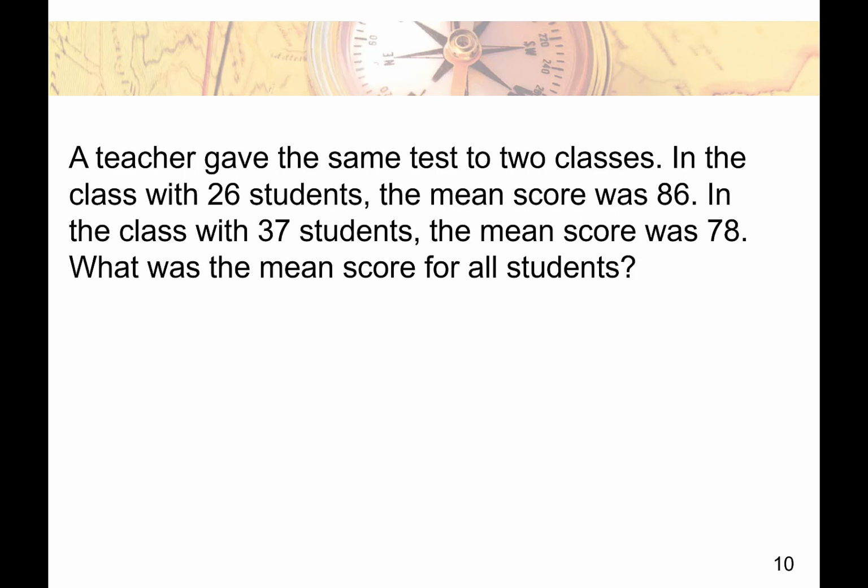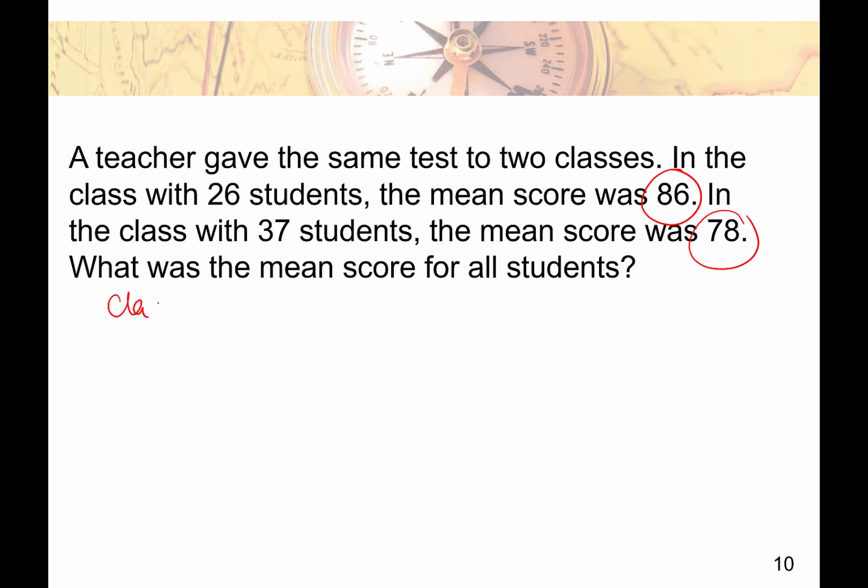The first thing I want to say is that we cannot just take 86 plus 78 and divide by 2. The reason we cannot is because they're not weighted the same. One of the classes has 26 students, the other one has 37. So what we'll need to do is work with one class at a time and go backwards to find the total score of all the tests combined.